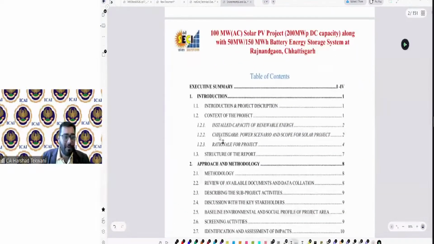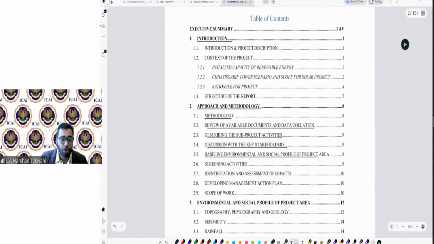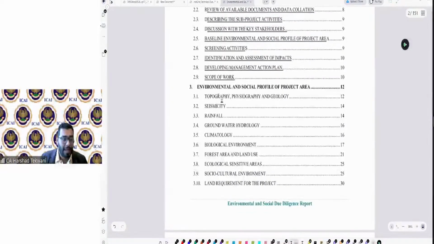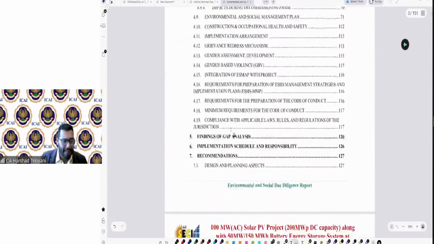Now let us see the table of contents. We will be able to understand the particular report over here. First, we have an introduction about the project, approach and methodology. Now this approach and methodology will be of the due diligence. What approach they are using, the methodology, review of available documents and data collation, describe the sub-project activities, discuss the key stakeholders, baseline environment and social profile of the project area, screening activities, identification and assessment of impact, social and environmental impact, developing management action plan, scope of the work. Okay, then environmental social profile of the project, everything is given in detail there. Okay, impact, every impact is given.